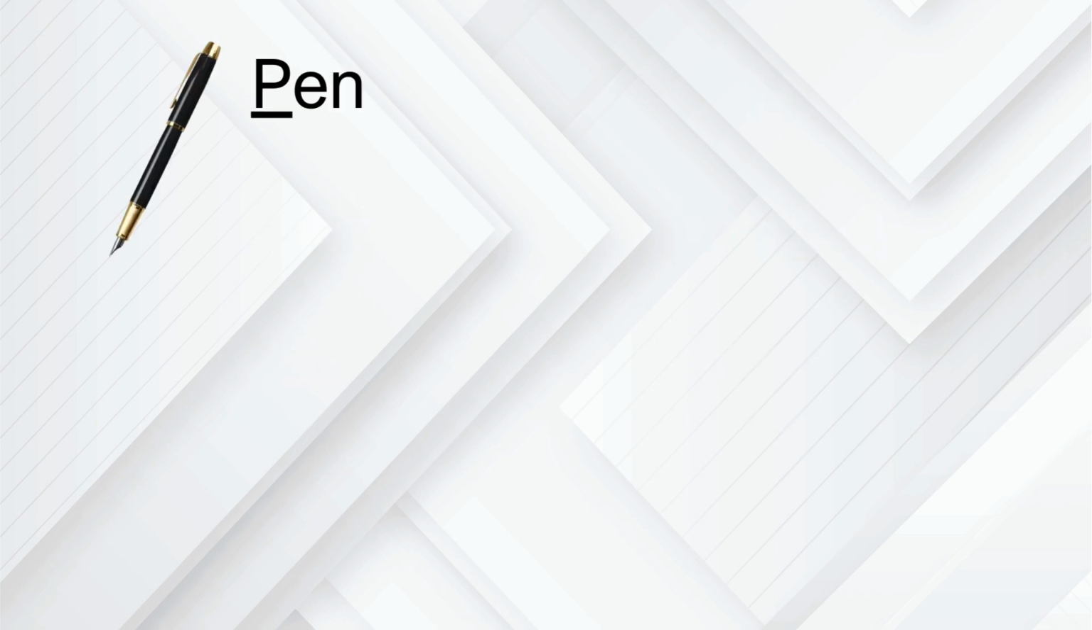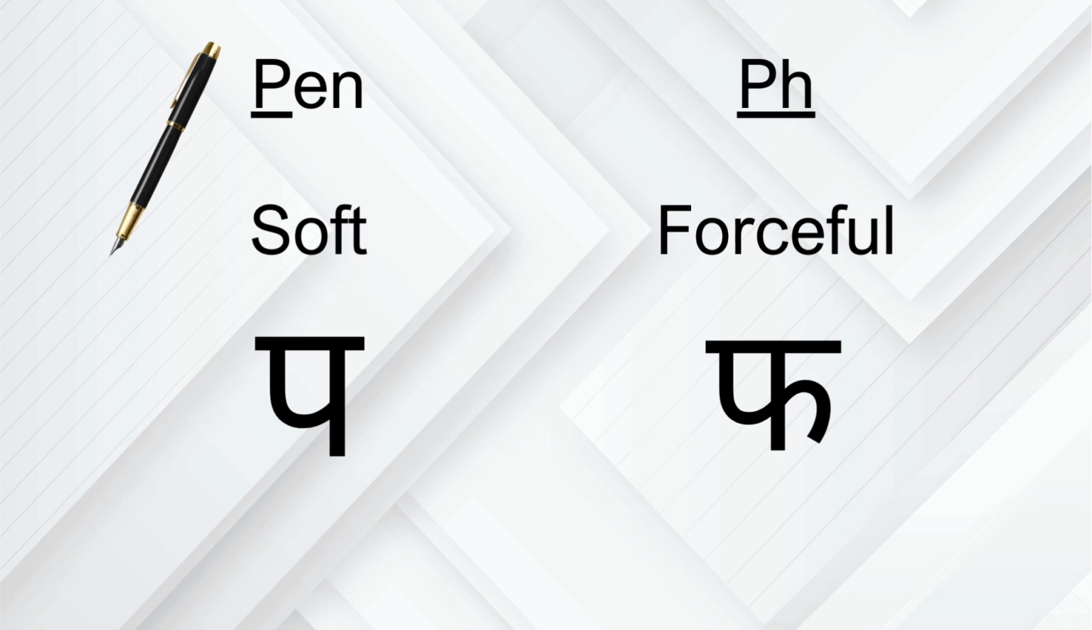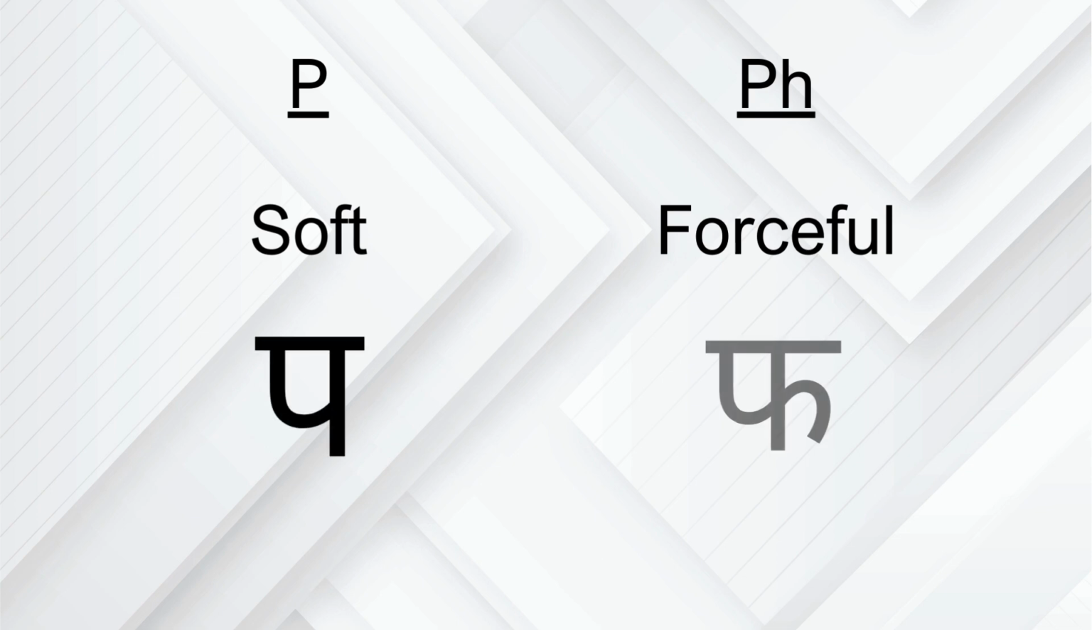P sound in pen in Hindi is written as P. When you say this in a forceful way, it's Pha. Notice the difference. P, Pha. P, pal. Pha, phal. P, paid. Pha, phool.